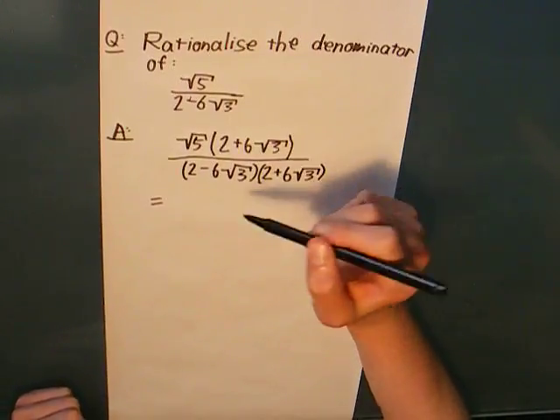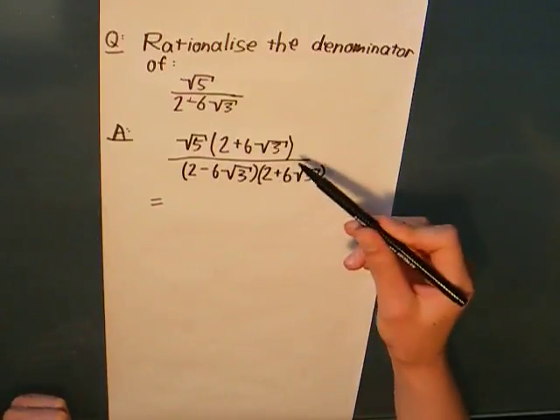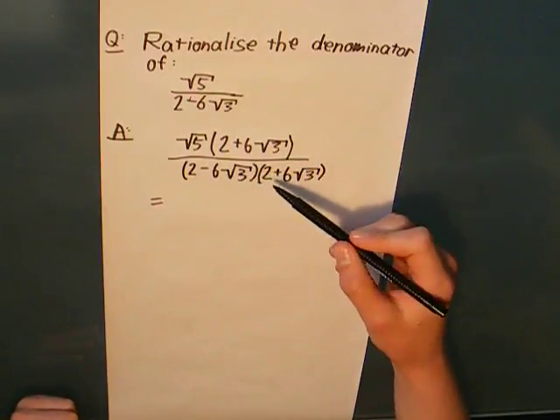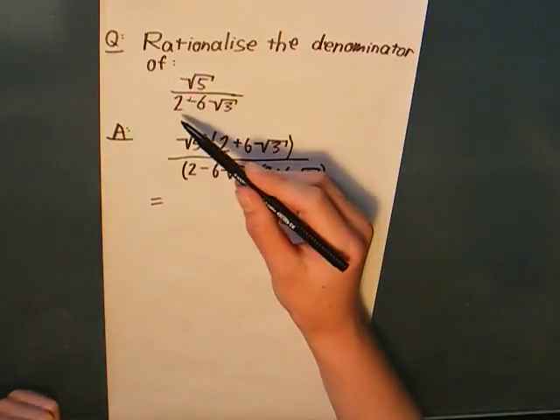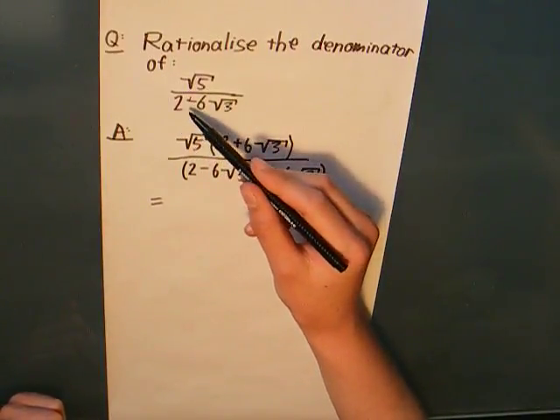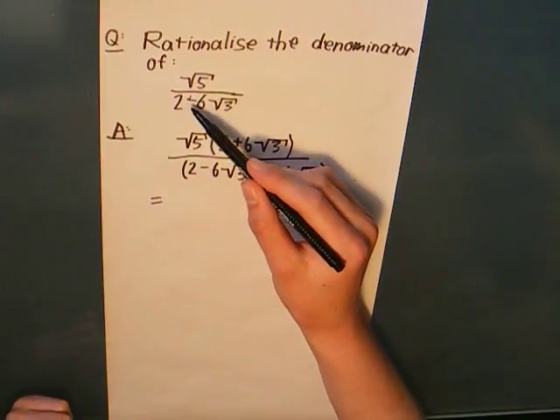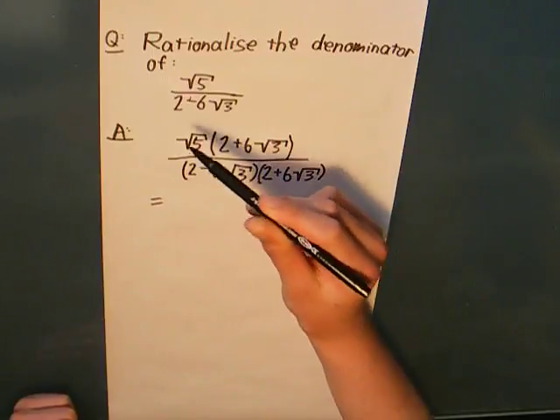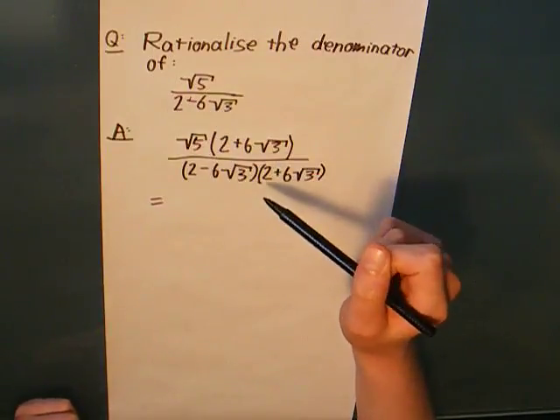So what you can do, as demonstrated by what's written here, is you're going to multiply the numerator and denominator by the same term, 2 plus 6 root 3 in this case. And this comes from the denominator, just with the sign reversed. So if it's a minus, then you change it to a plus, and if it's a plus, then it would be a minus that you multiply the numerator and denominator by.